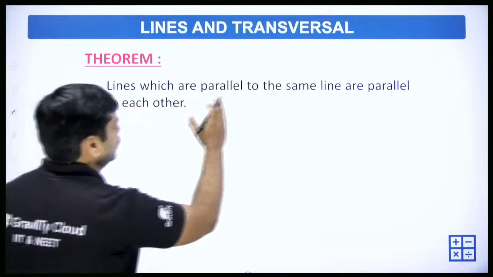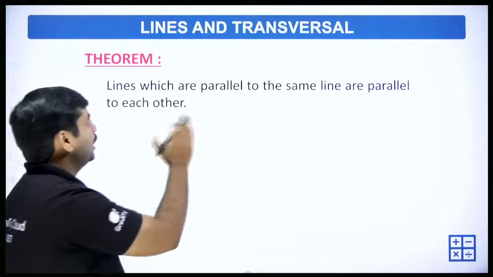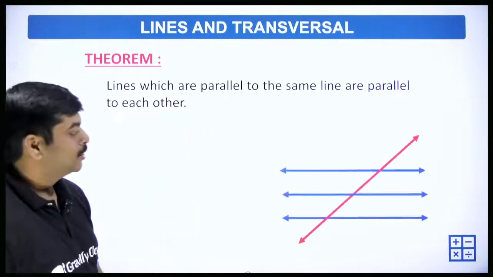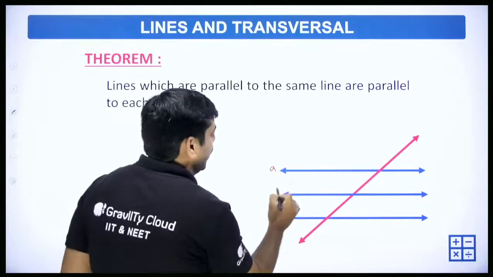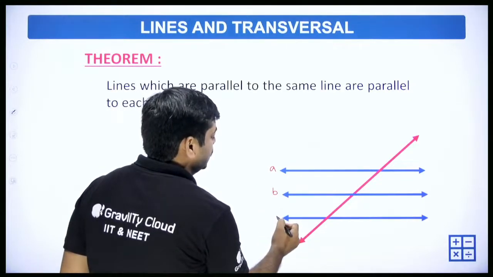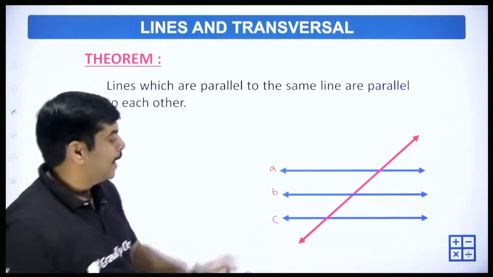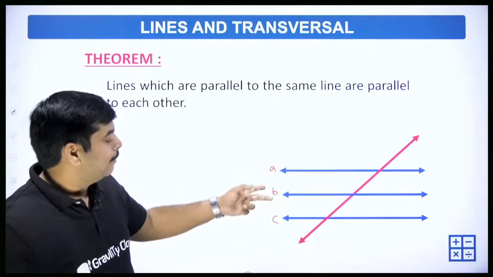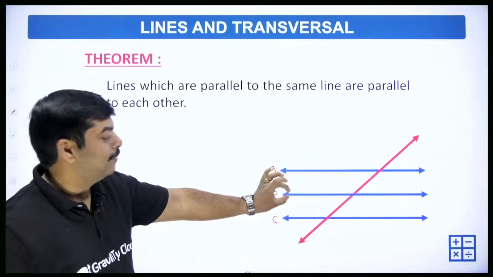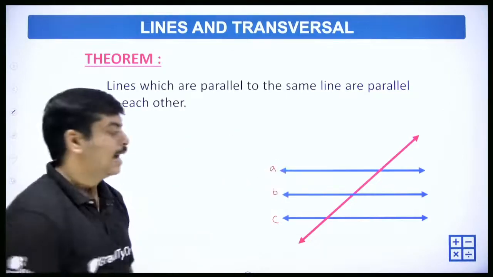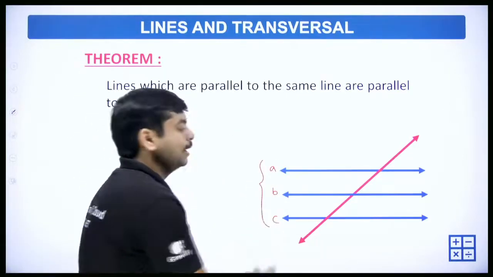Lines which are parallel to the same line are parallel to each other. So if we have one line, and let's say I say A is parallel to B and B is parallel to C. Okay, I can say B is parallel to A and B is parallel to C. These two lines are parallel to the same line B. From there, I can say that all the lines are parallel.